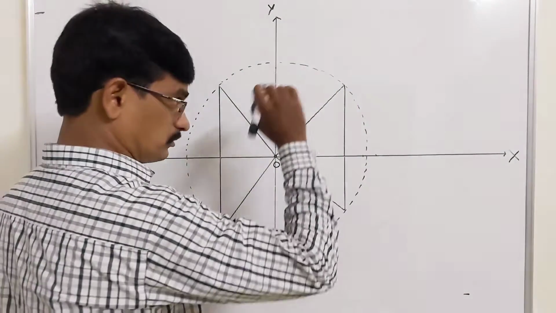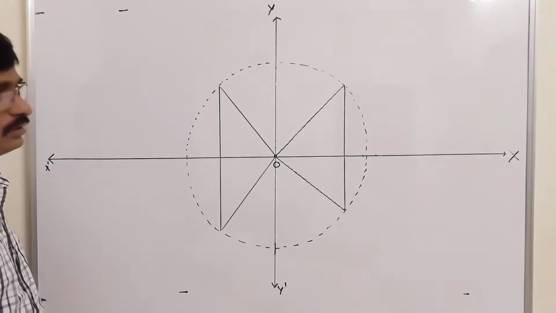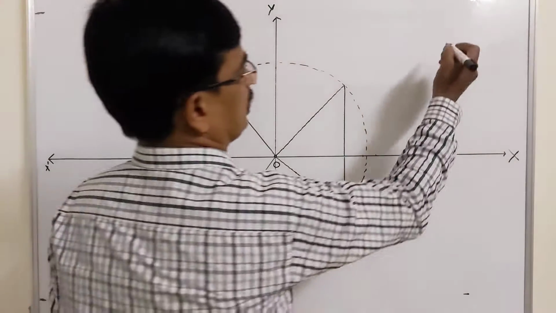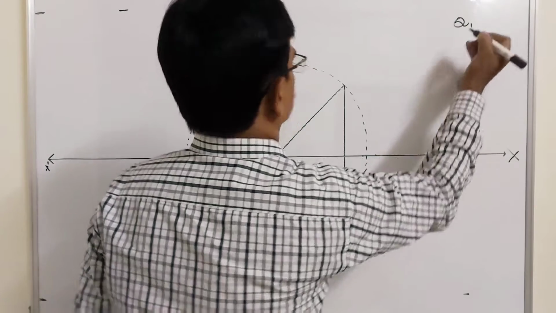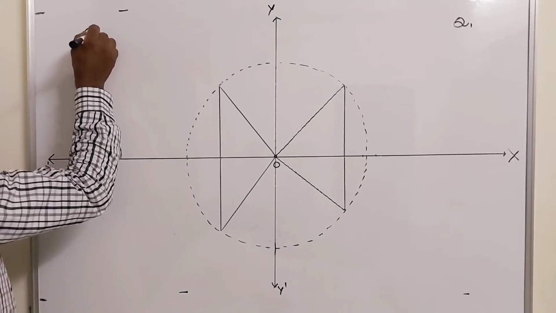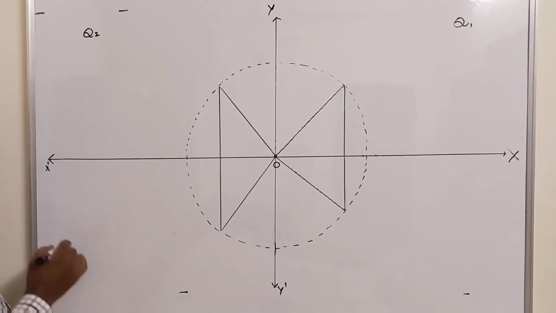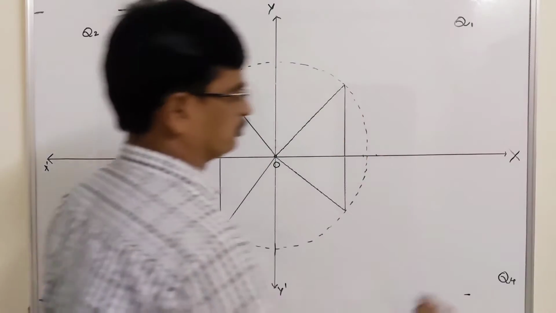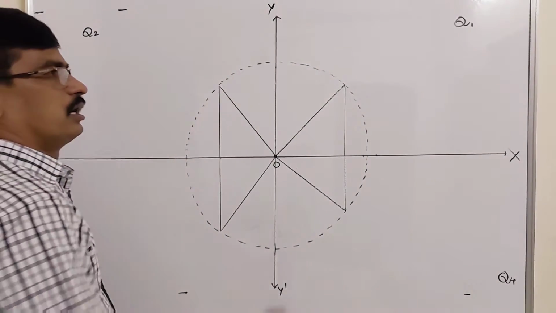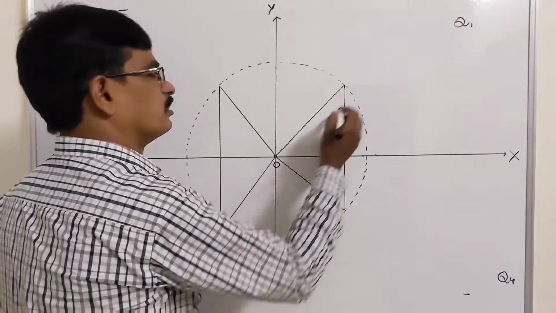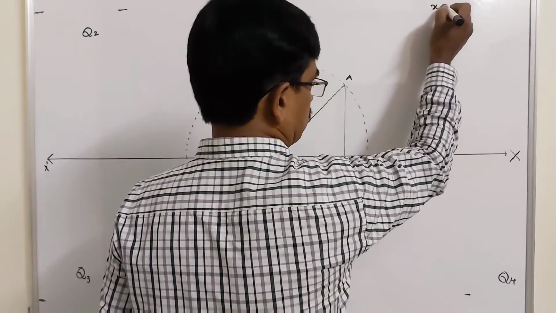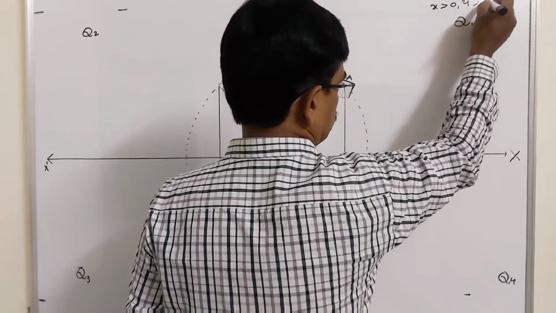Now the Cartesian plane is divided by these two coordinate axes into four quadrants: Q1, Q2, Q3 and Q4. In quadrant 1, x and y are greater than 0. X is greater than 0, y is greater than 0.